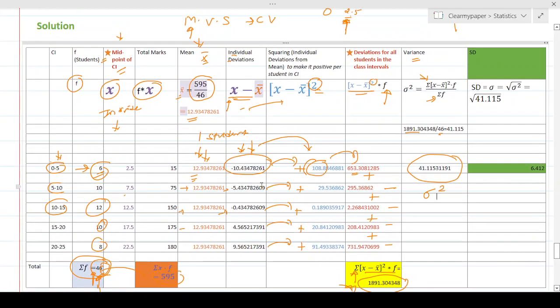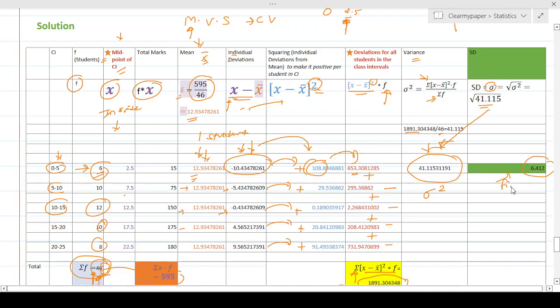And I know that once I get my variance, I can get my standard deviation by simply taking the square root of this, which is what I'm going to do here. Standard deviation is equal to the square root of sigma square, where I take the square root of this variance, 41.115, and the value I get is 6.412. And since it's in green, that's my final answer.